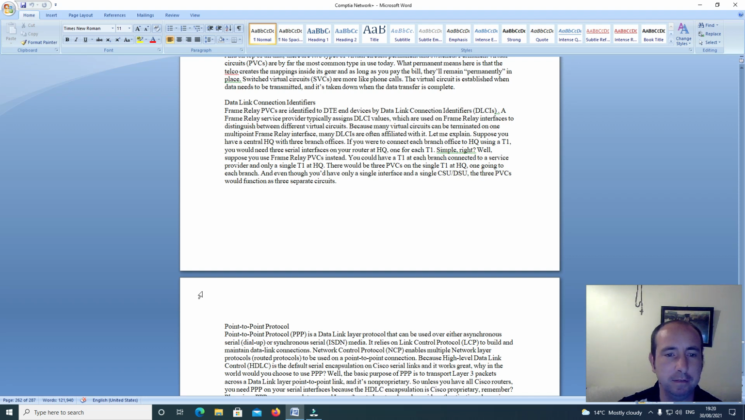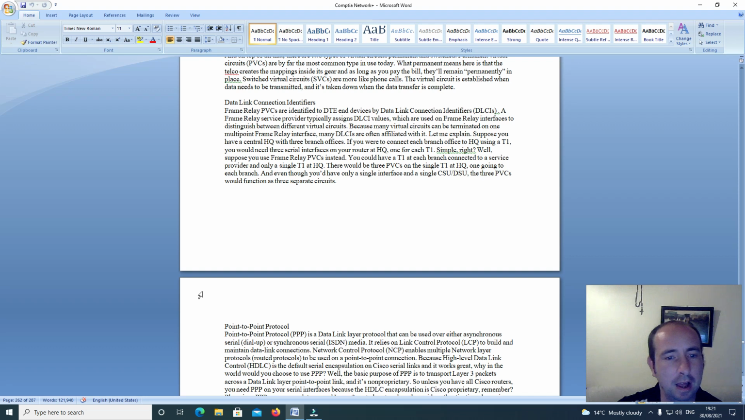Data link connection identifiers. Frame relay PVCs are identified to the DTE end devices by the data link connection identifiers, DLCIs. A frame relay service provider typically assigns DLCI values, which are used on frame relay interfaces to distinguish between different virtual circuits. Because many virtual circuits can be terminated on one multiple frame relay interface, many DLCIs are often affiliated with it. Let me explain.